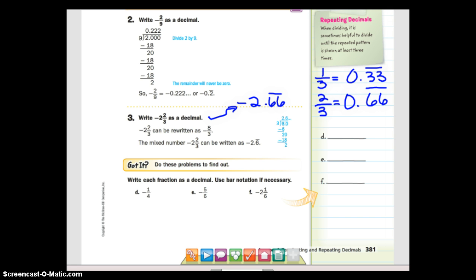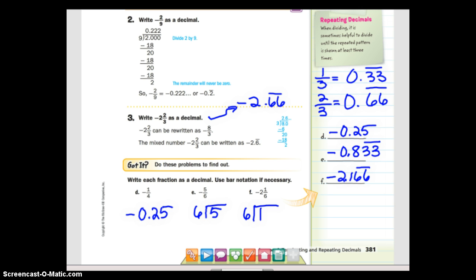The problem's at the bottom. This one should be familiar because it's talking about money. The next one you're going to need to work out, as well as the following problem. Again, on F, remember that you have a whole component on it. Do the work, come back. Did you get these answers? D is -0.25. E is -0.8333 repeat. And F is -2.16, and the 6 is repeat. Turn the page.